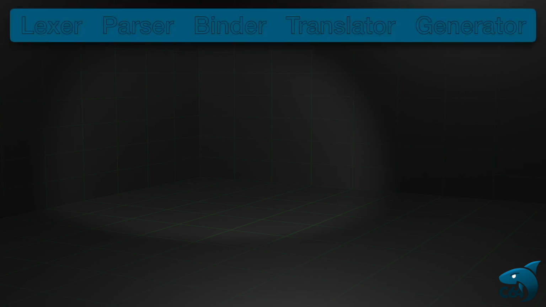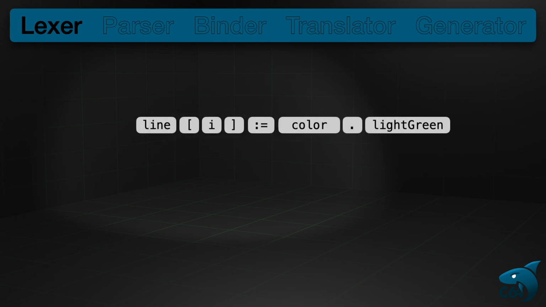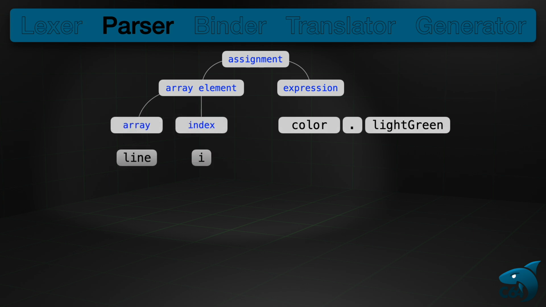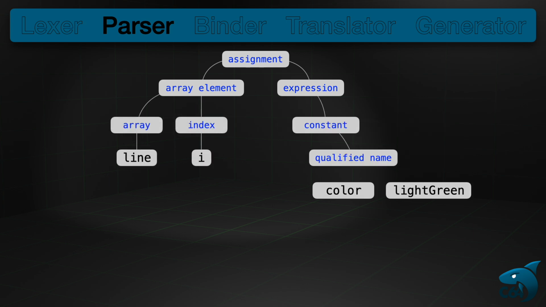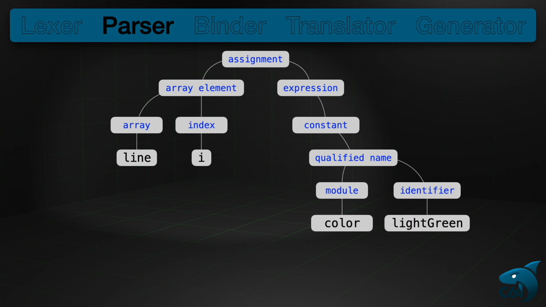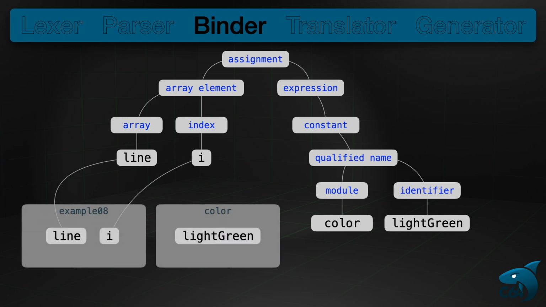As for the compilation, the biggest change with the use statement comes with the fully qualified names. Consider for instance an assignment like this. The lexer first parses that into tokens. Then the parser creates a syntax tree from the tokens. When building the syntax tree, the parser recognizes a fully qualified name and includes that in the syntax tree. The syntax tree is then passed to the binder that uses the current module scope for the non-qualified names.